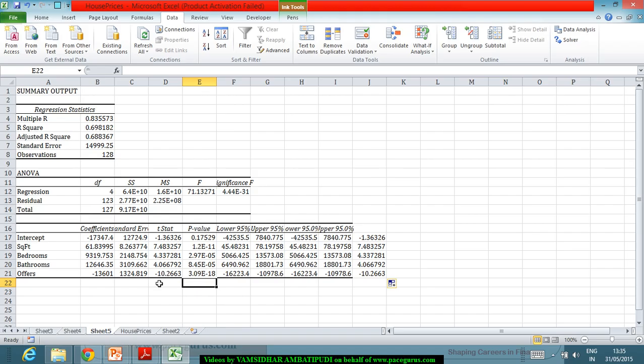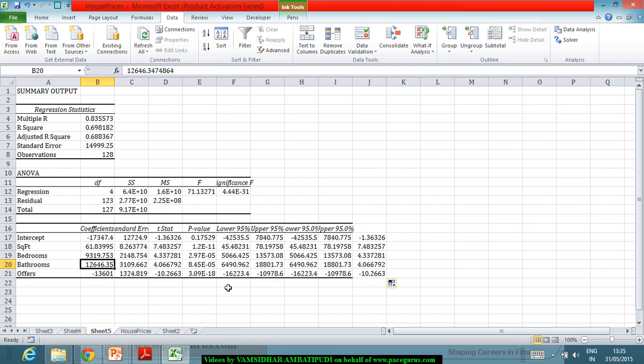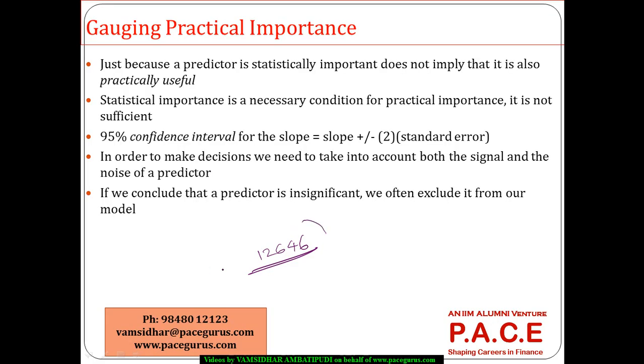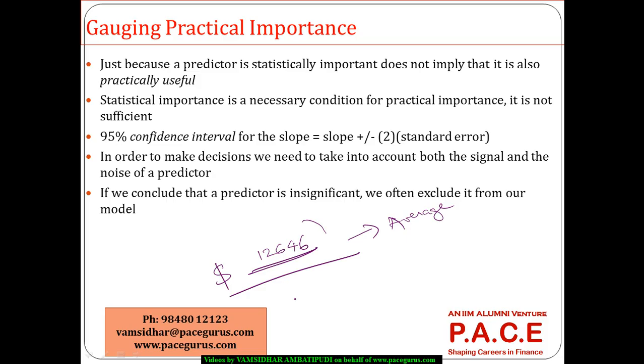And for any, okay, just try to understand the bathrooms. What is it that we are saying? On an average, if I am increasing one single bathroom, the price of the flat will increase by $12,646. This is only on an average. Now, what is the minimum increase that can happen? So this is what we try to build in as the 95% confidence interval of the same.